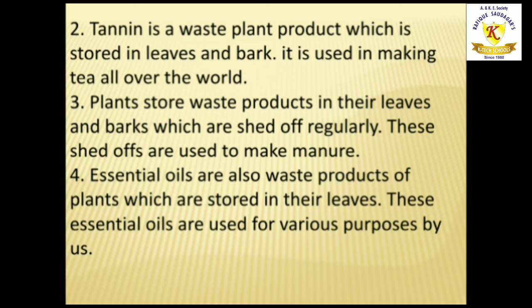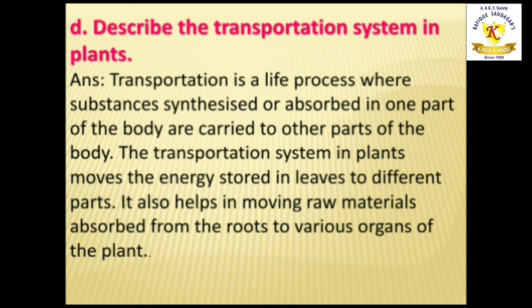Second, tannin is a waste plant product which is stored in the leaves and bark. It is used in making tea all over the world. Third, plants store waste products in their leaves and barks which are shed off regularly. These shed offs are used to make manure. Fourth, essential oils are also waste products of plants which are stored in their leaves. These essential oils are used for various purposes by us. Okay?